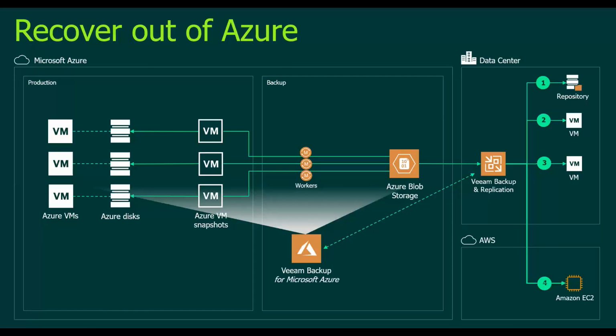Here it is interesting. When we connect to Veeam Backup & Replication, we get the option to recover back to on-premise, so we can do the same as I was explaining with AWS. Those Azure VMs can be restored back to on-premise. We can even store a copy in the repository that's on-premise if that's needed.